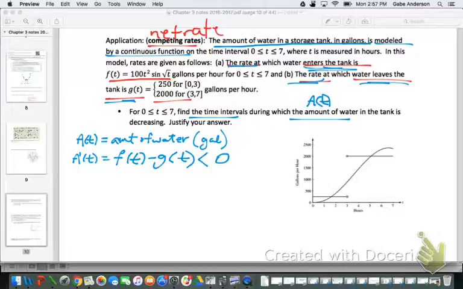When F of t minus G of t is negative. You follow that? Because if F of t minus G of t is negative, that means that A prime is negative, which means the amount of water is decreasing. But if I just take this and add G of t to both sides, I get F of t is less than G of t. We could look at the graph and see this pretty clearly, right? Where is F of t less than G of t?